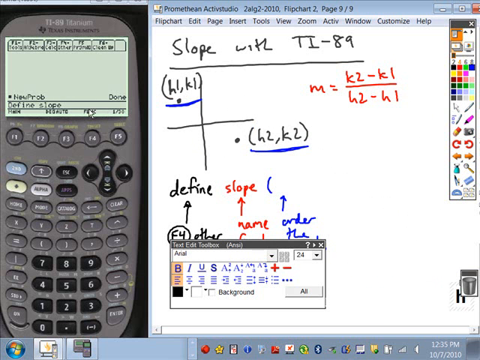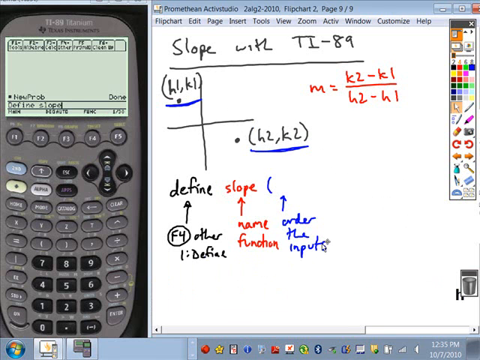What we're going to do in our calculator is type in parentheses. Oops, I need to restart my calculator. It got locked up.